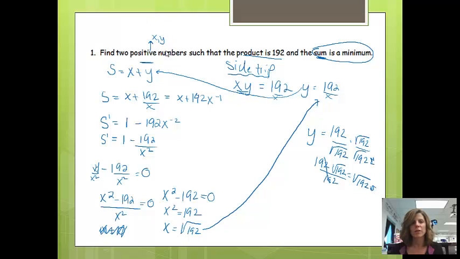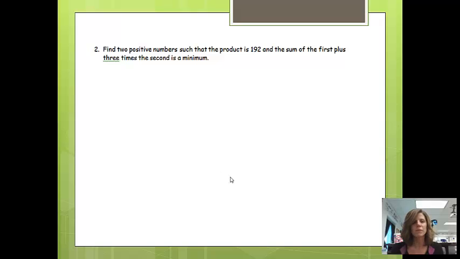So even though it never said that we had to have positive whole numbers, so those are kind of messy numbers, but they are numbers. So it said to find two positive numbers. I will just say the two numbers are square root of 192 and square root of 192. So I found my two numbers that would create that maximum. Alrighty, let's try another one.